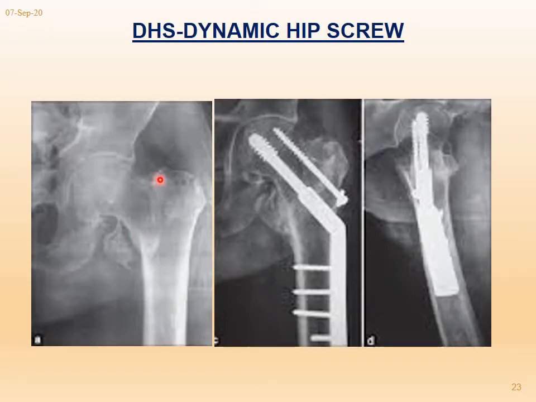This is an example of a type 2 fracture with intact greater trochanter. Type 2 or type 3 fracture. This is the fracture, this is the lesser trochanter, this is the greater trochanter, and it is being fixed with DHS. This device is known as DHS. This is the AP view and this is the lateral view. Some fragments are being fixed with a cannulated screw as well, in combination with the DHS.